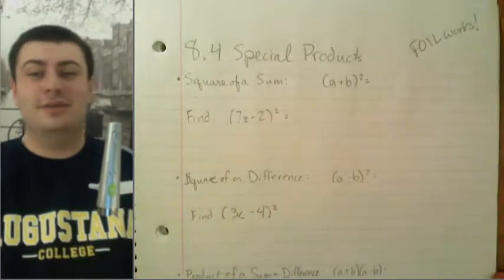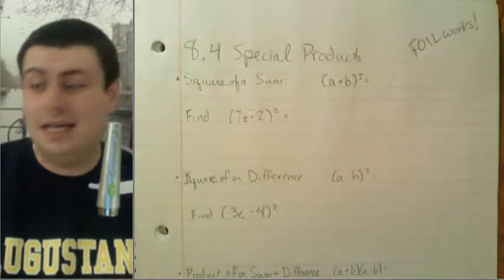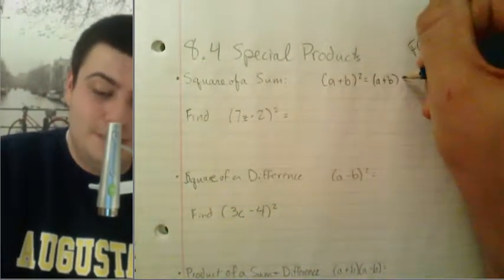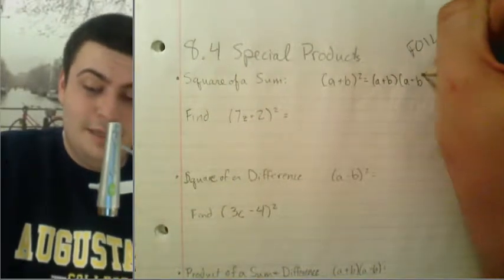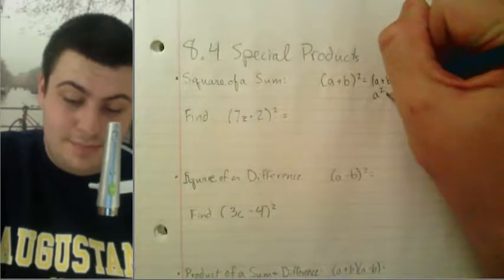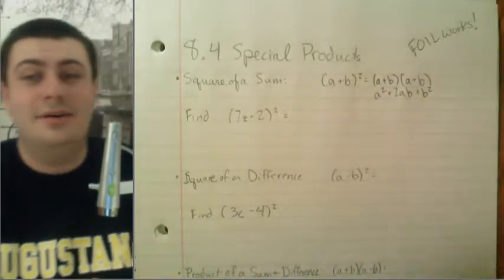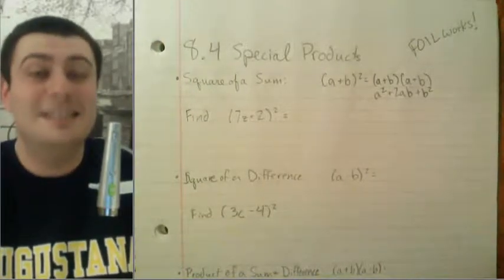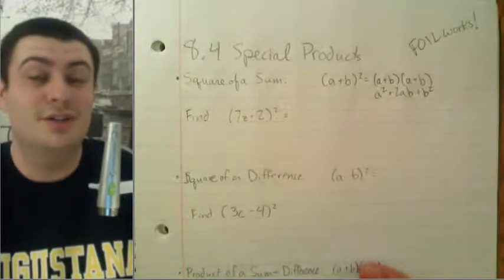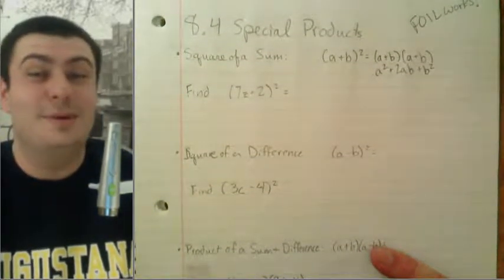FOIL works. The first thing we're going to look at is a square of a sum. So if we have something that resembles (a plus b) squared, that's like saying that we have the group a plus b times the group a plus b. Now, when we FOIL that out, it works to a squared plus 2ab plus b squared. Now, why do we need to remember this? This is going to help things go a lot faster if we recognize that we have a square of a sum. Sometimes it might be called a perfect square.